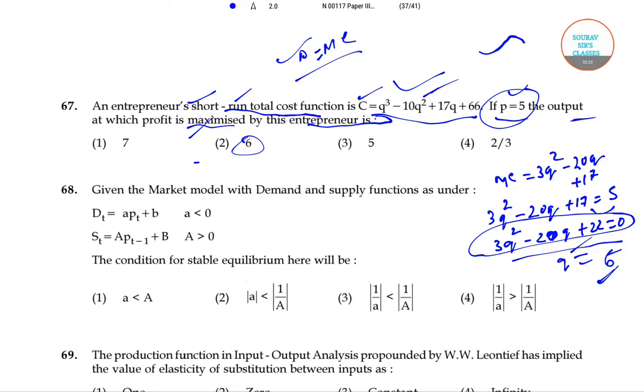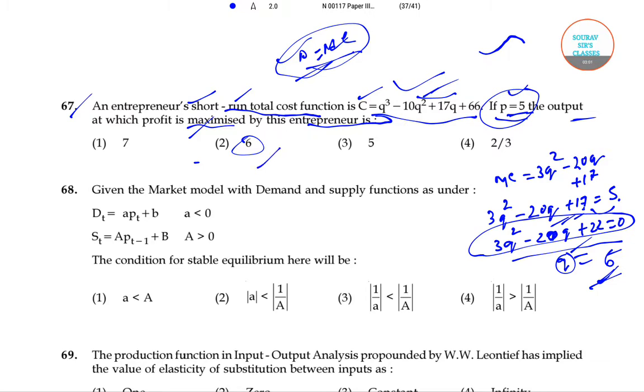So what we have done: first we know the equilibrium condition for profit maximization, that is P equals MC. We have found MC from this cost function, which is 3Q square minus 20Q plus 17. Then we equated this MC with the given price, which is 5. From there we found the equation. Given the time, we are not going into solving it. You can refer to the other video on how to solve this equation. You will get the value of Q to be equal to 6. So for question number 67, the right answer would be option 2.